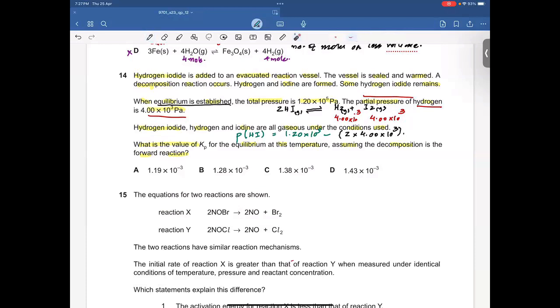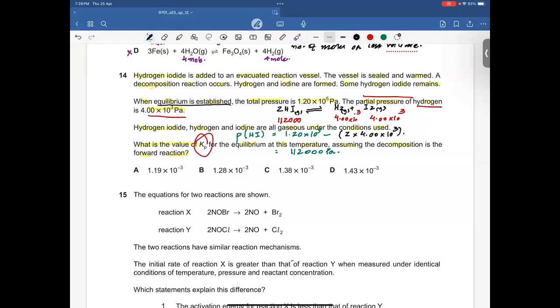Okay, so the sum of partial pressures is equal to the total pressure. So if I need to find the partial pressure of HI, I have to subtract these two values. So what I'll get is 112,000 Pascal. That's the partial pressure of HI, which I can write over here, 112,000. Now I need to find the value of Kp.